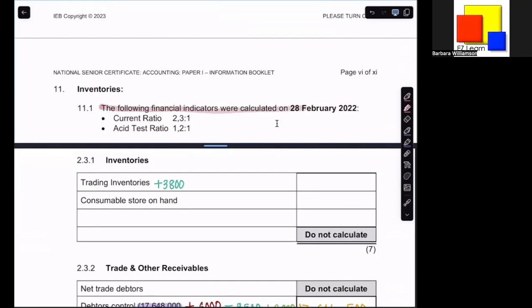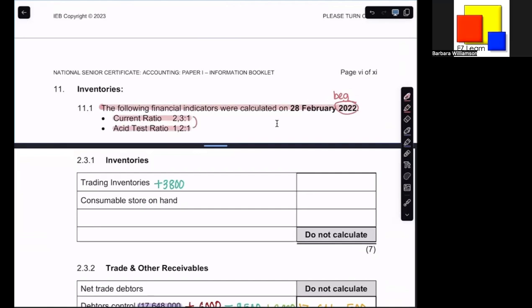The following financial indicators were calculated on the 28th of February 2022. Always watch your dates very, very carefully. 22 was last year, which means it's the beginning of this year. We're given a current ratio and an asset test ratio. When you're given both of them, then it's very easy to work out inventory as the difference, because remember that the difference between those two ratios is the fact that asset test excludes inventory.